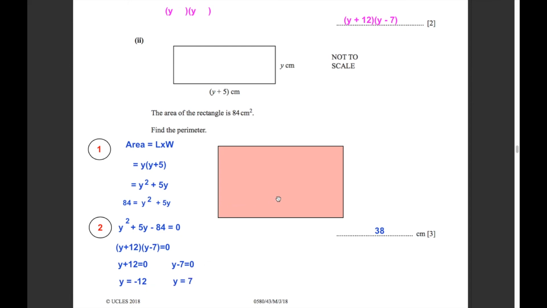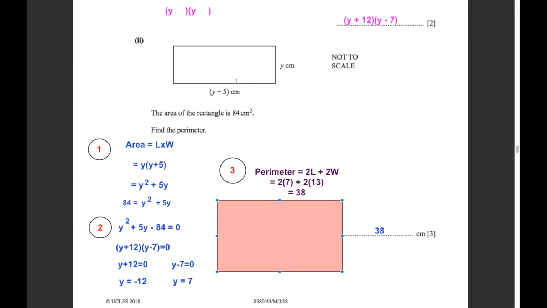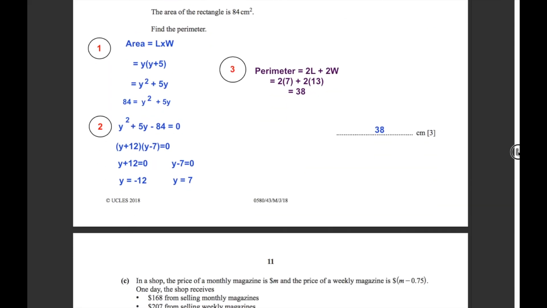But we're not done. We're supposed to find the perimeter. So the perimeter is going to be 2 y's plus 2 times y plus 5, which is the length times width, right? So 2 lengths plus 2 widths. So 2 times 7 plus 2 times 7 plus 5, which is 13, gives you 38. So that is your final answer.